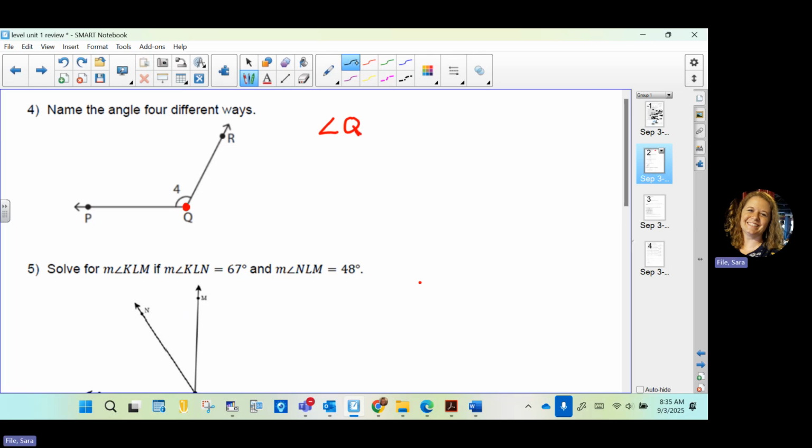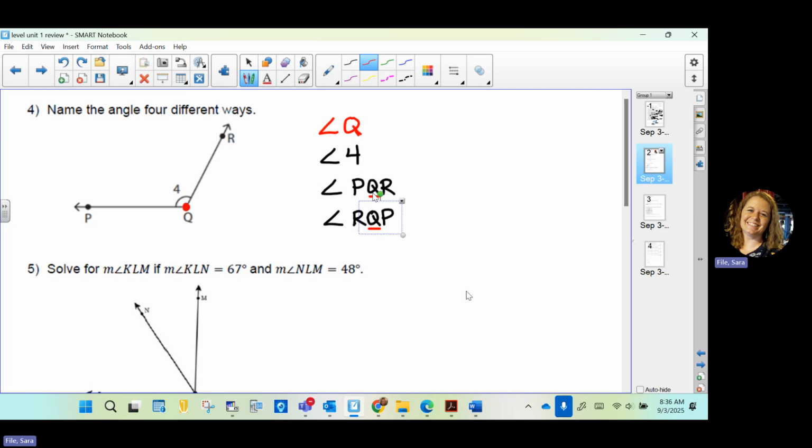Now I heard somebody say 4. Because it's marked with a number, I can also call this angle 4. Now, if there were other angles and I wasn't allowed to just say angle Q, I would have to use 3 letters. And remember, if you're going to use 3 letters, you have to have the vertex as the middle letter. Okay, connect the dots. So I could go PQR, and that would trace this angle. Or in reverse, I could go RQP. But Q has to be in the middle. Is everybody good with naming that angle?